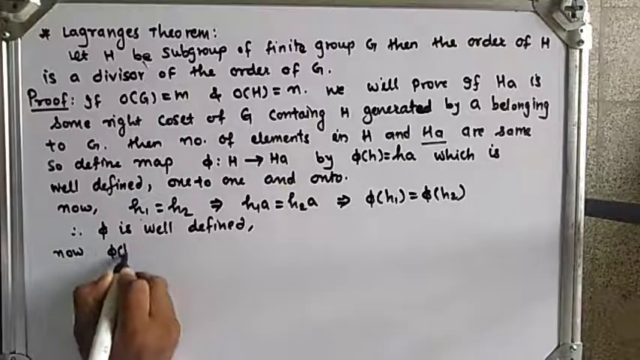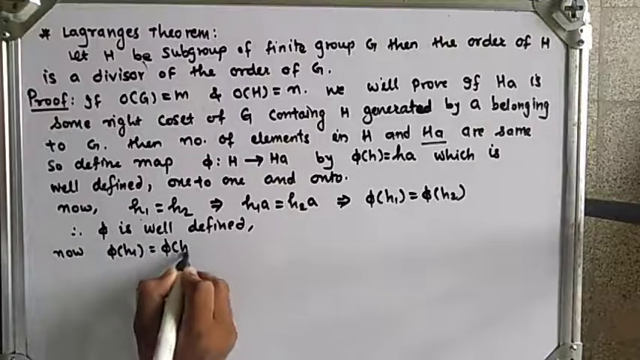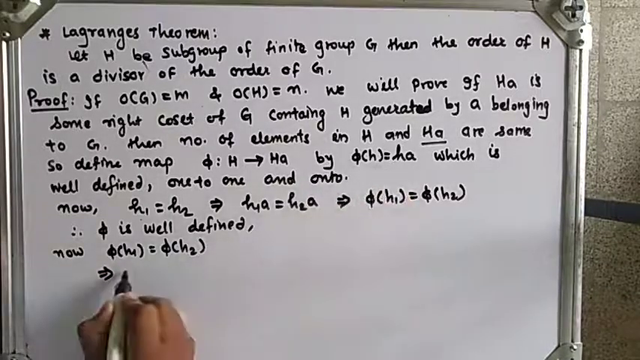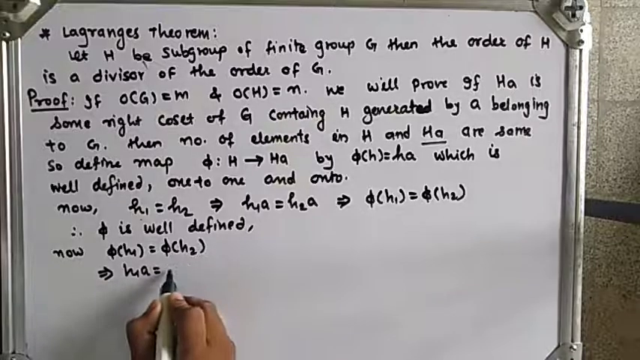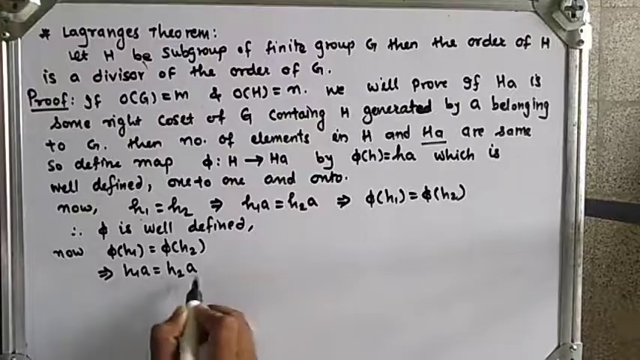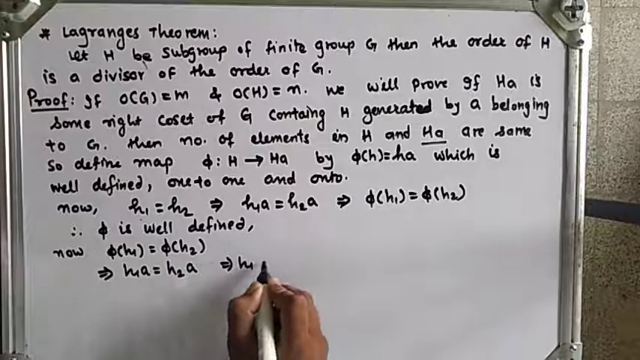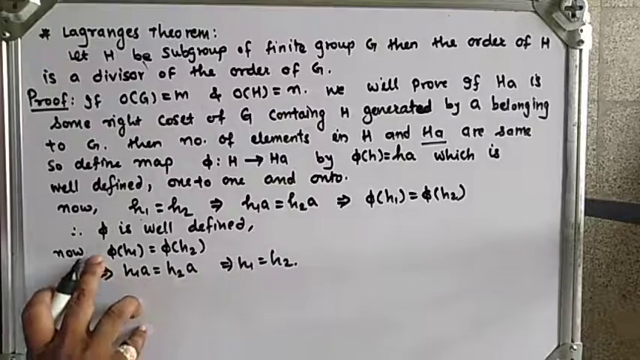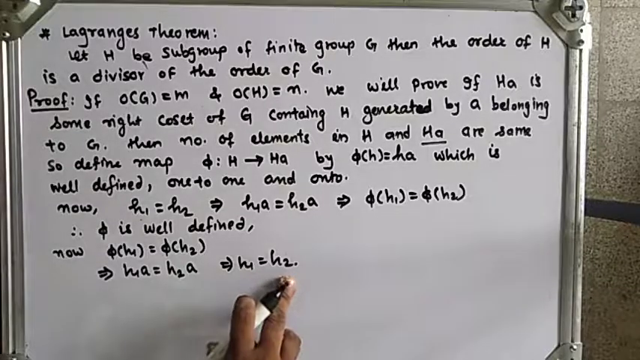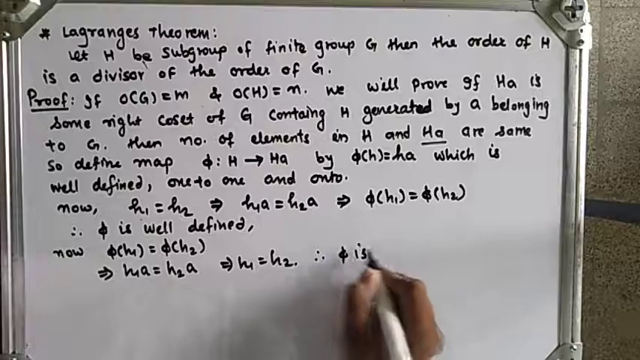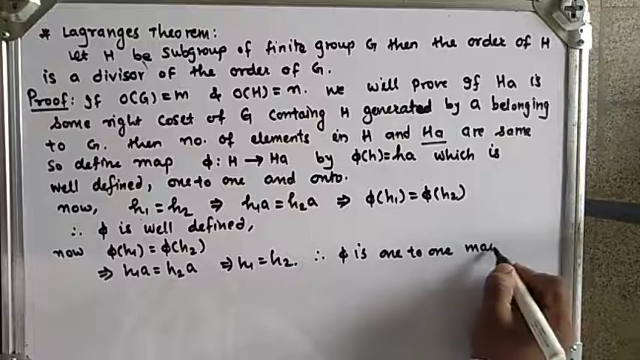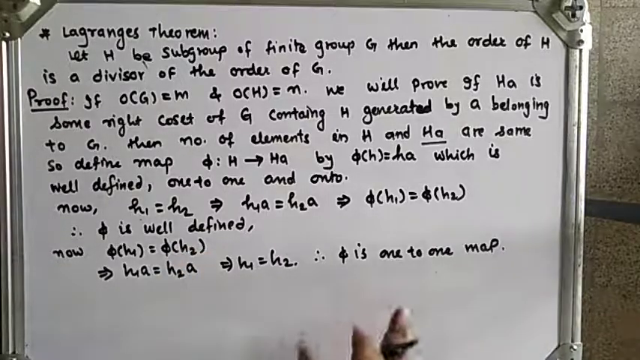Now phi of H1 is equal to phi of H2, so replacing H by H1 we get H1A is equal to phi of H2, which will be H2A. By the cancellation law, A will get cancelled, so finally we get H1 is equal to H2. So phi of H1 equal to phi of H2 means H1 is equal to H2, which means phi is a 1-1 map. So phi is well defined and phi is 1-1.